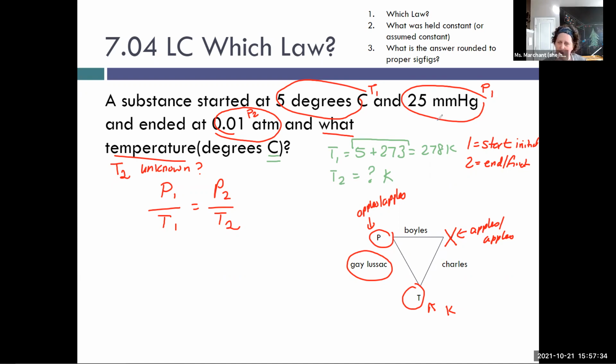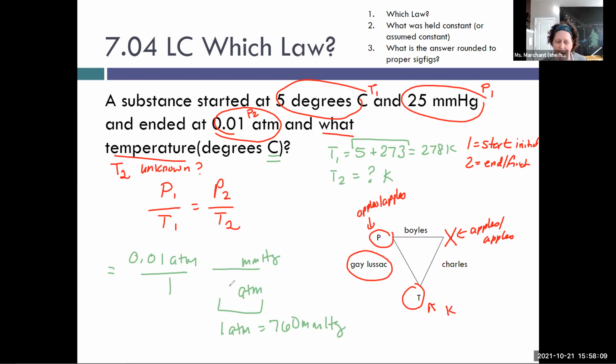Okay. And now I have my choice of atmospheres or millimeters of mercury. So I can convert either way that I want to. I'm just going to start with 0.01 atmospheres over 1. Atmospheres is my known, so I'm going to put it on the bottom. Millimeters of mercury is my unknown, so it goes on my top. Unknown over known, same thing we've been doing all along. And now I need to know my conversion factor. 1 atmosphere is equal to 760 millimeters of mercury.